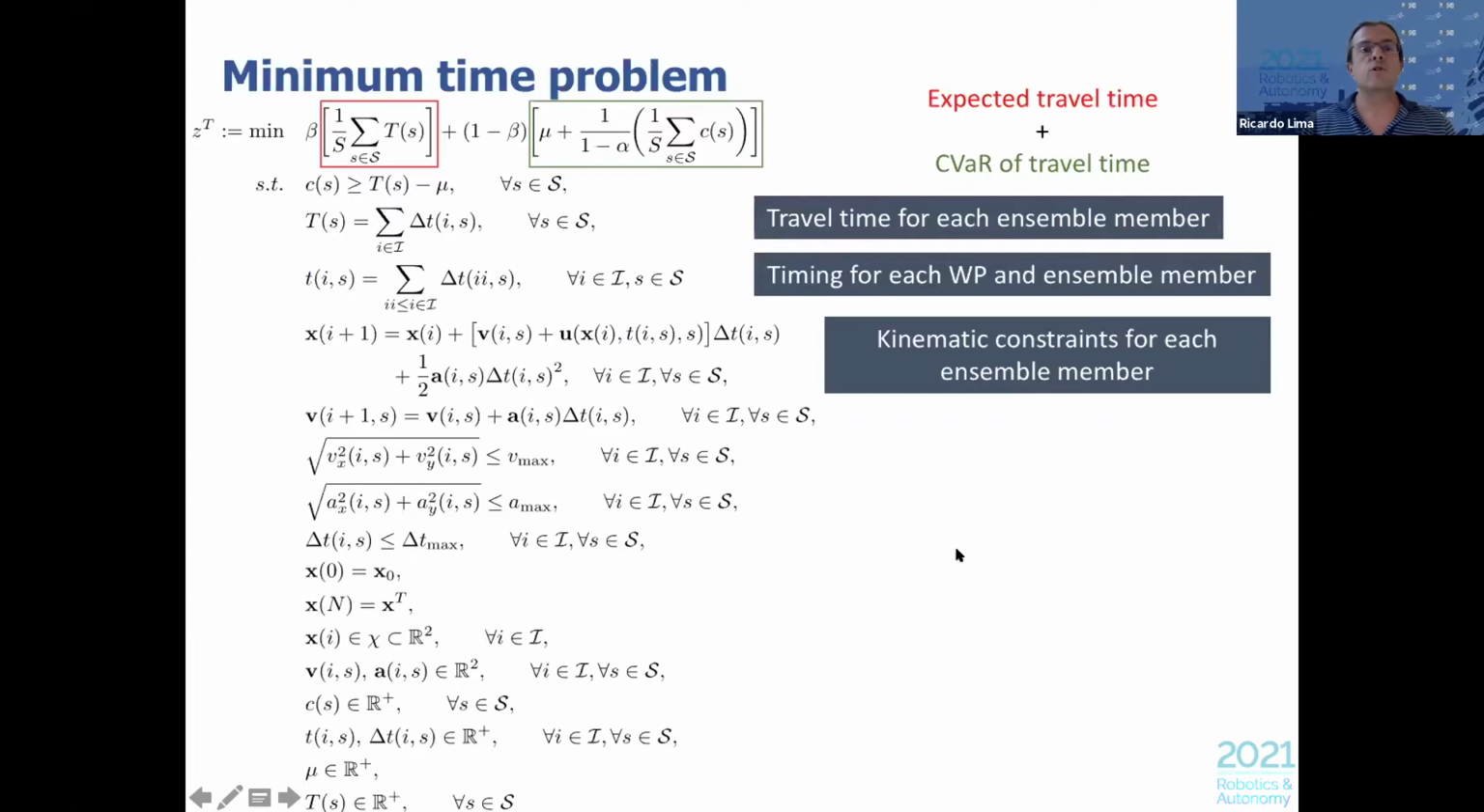And so for the minimum time problem, this is the formulation that we have. We have an objective function that minimizes the expected travel time and the CVaR of the time. We have travel time calculated for each ensemble member that depends on the forecast of the current. We have timing for each waypoint, and the kinematic constraints are defined for each ensemble member. However, note that the X variable, that is the position, is only indexed to the grid point. So it's not indexed to the scenario of the current, because the position will be the same for every current that we consider in our formulation.